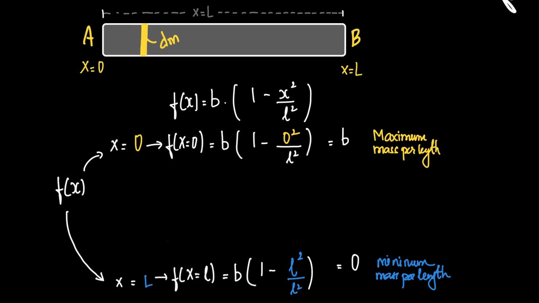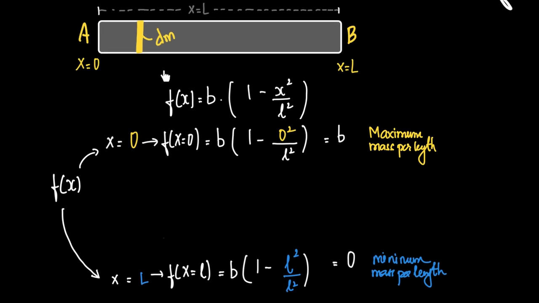If we consider this equation, f of x is equal to b into 1 minus x square by l square, this equation along the rod from A to B will have the minimum value at x equal to 0 and the maximum value at x equal to L. So f of x at x equal to 0 is b into, replacing x with 0, 1 minus 0 square by L square, which is equal to b, which is the maximum mass per length.